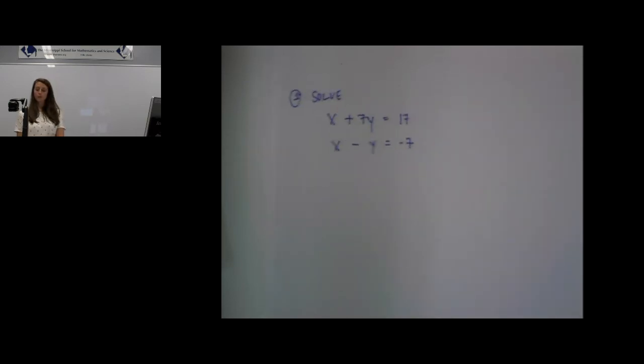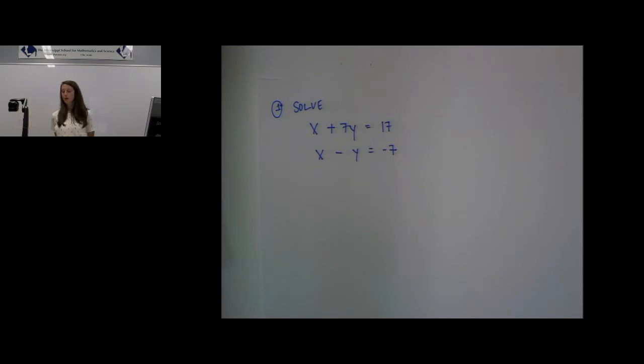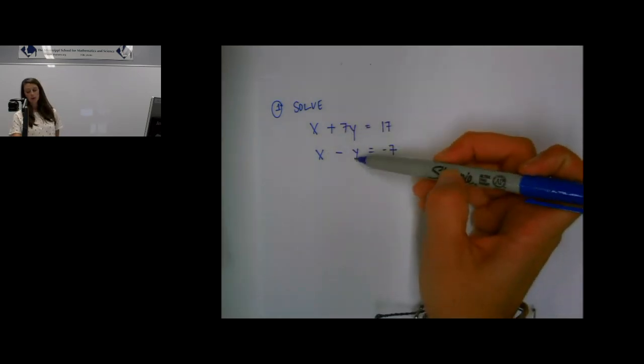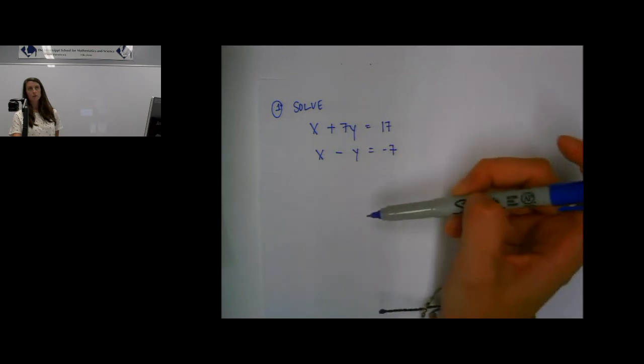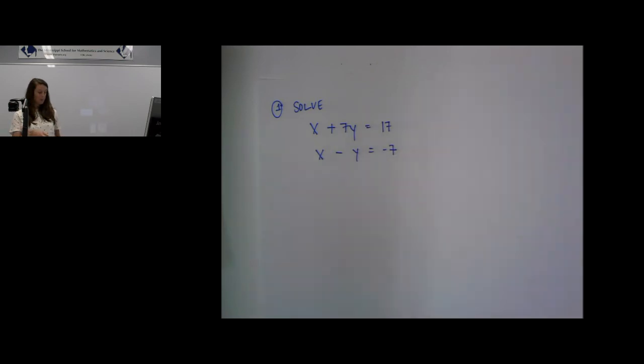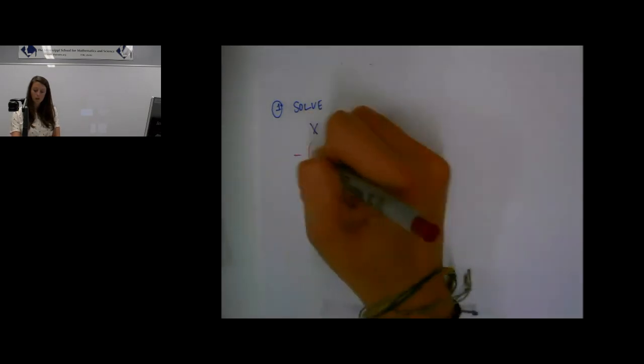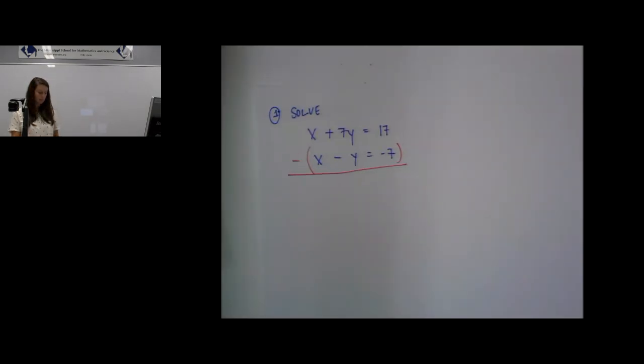Okay, so if I wanted to solve these systems here, I've got x plus 7y is equal to 17, and I've got x minus y is equal to negative 7. Well, if I were to add or subtract these equations together, nothing is going to go away. If I was to add these two equations, x plus x would give me 2x, 7y plus y would give me 6y, so my variable is not going to go away. But what happens if I do subtract?